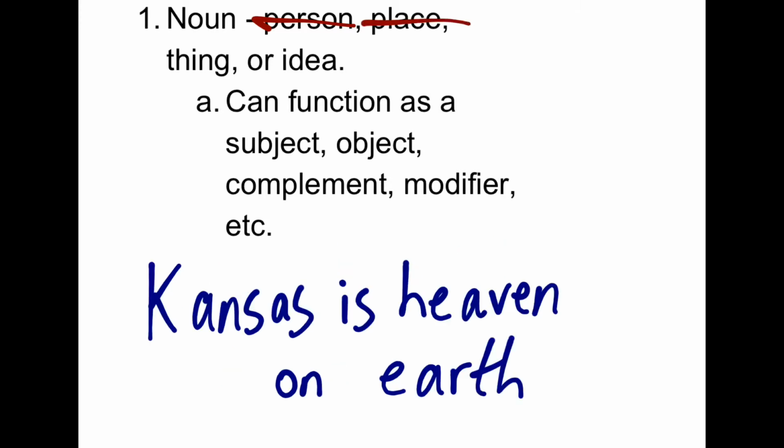Nouns can also be places, like Kansas, or heaven, or earth. And in this sentence, Kansas is the subject, heaven is the complement, and earth is the object of the preposition. Notice the subject complement is connected to a linking verb. So Kansas is described directly as another noun, heaven.